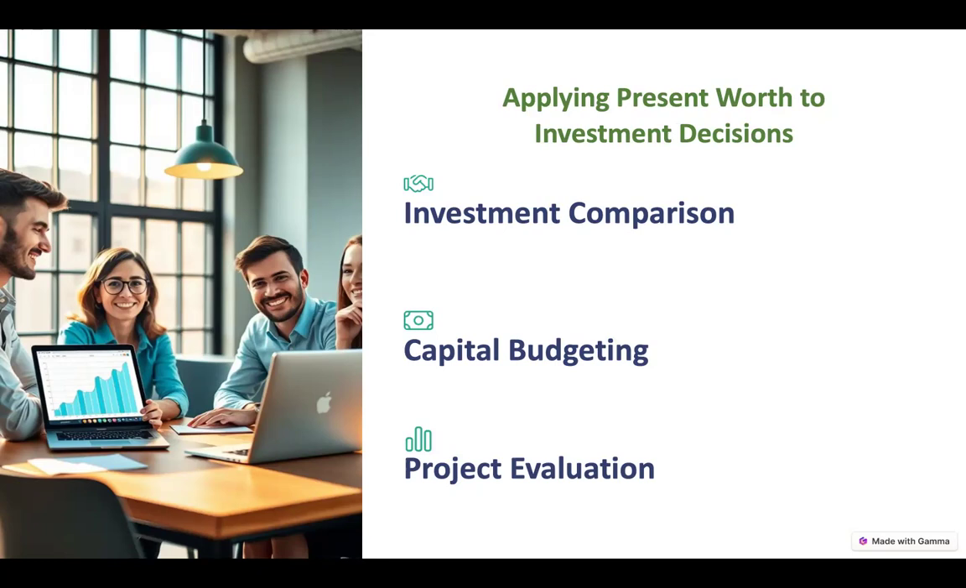For capital budgeting, it helps you make an informed decision by identifying the most profitable projects that you're going to undertake, or which investment is more viable. Lastly, for project evaluation, you are able to evaluate the feasibility of a proposed project, which one is viable and which one is profitable in the near future.